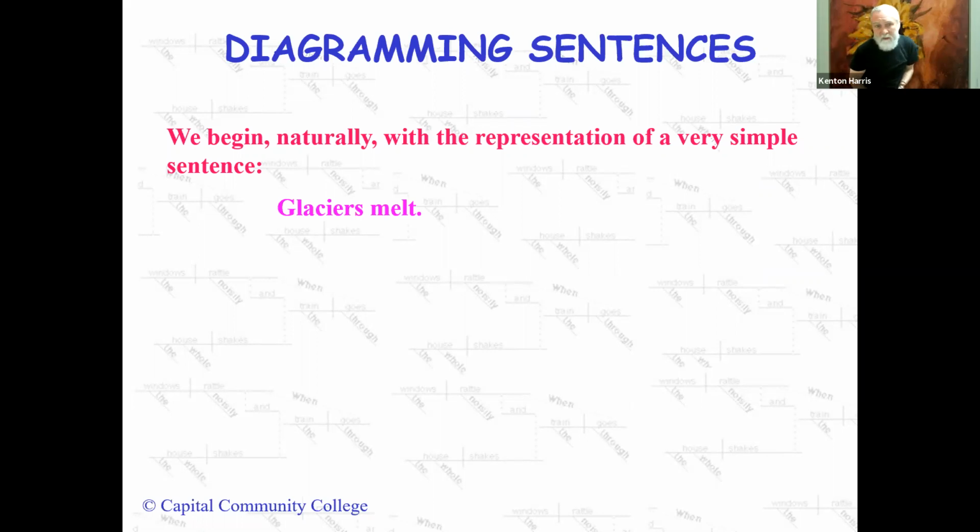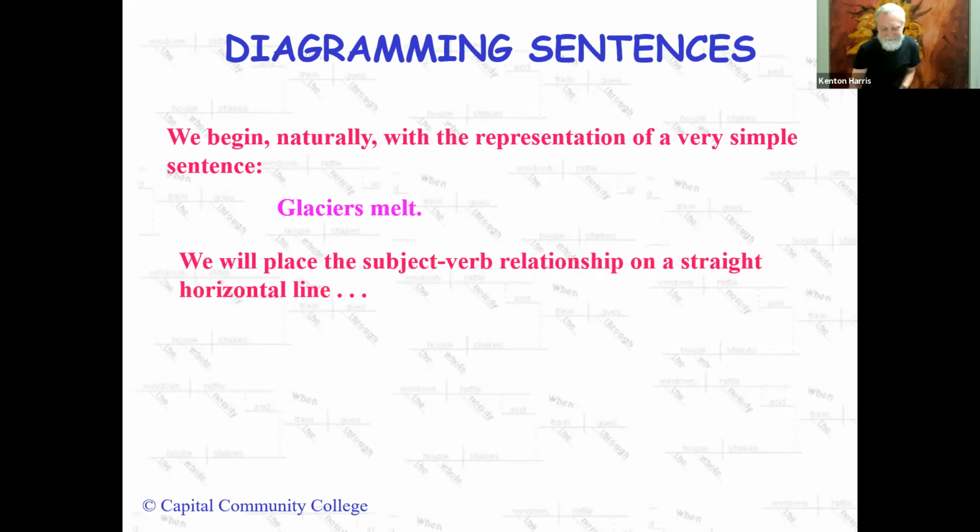So now we have a very simple sentence. And notice our sentence itself is just a subject and a verb. So this is going to be a very easy sentence to diagram. Okay. Horizontal line.